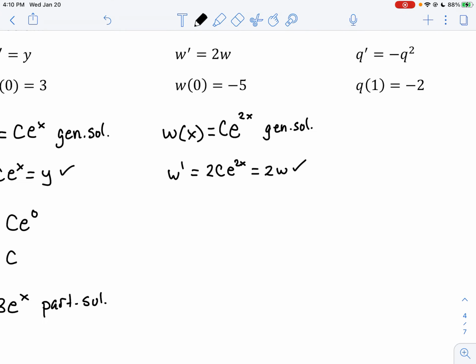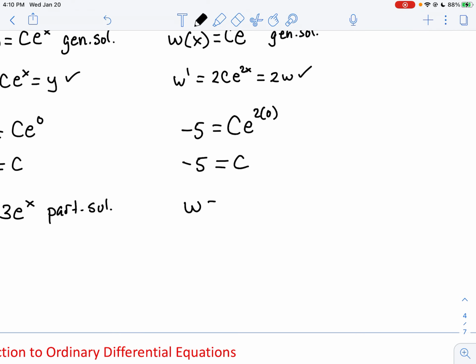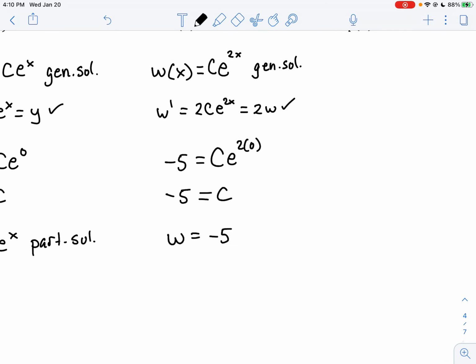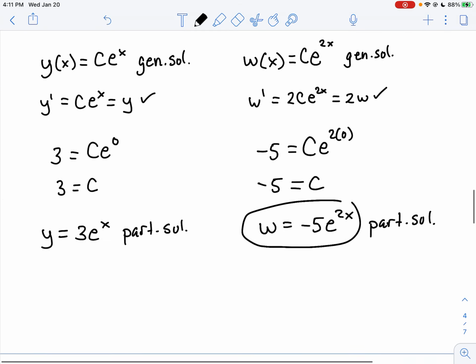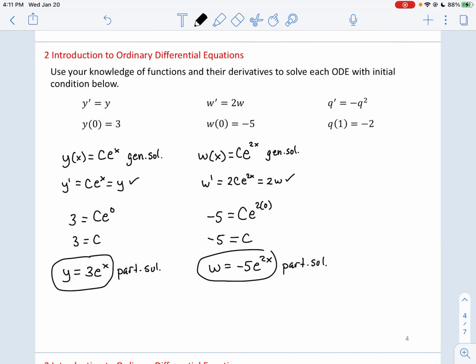And now we want a particular solution, so I'm going to take my general solution and change this w coordinate to minus 5. At the same time, I change the x to 0, because that's what's indicated there by the independent variable. And so we just get negative 5 must be equal to c. And so I get a particular solution of the following: w is equal to c, which is minus 5, times e to the 2x. And this is our particular solution. I'm going to go ahead and circle these. So that's what we're after in these problems.